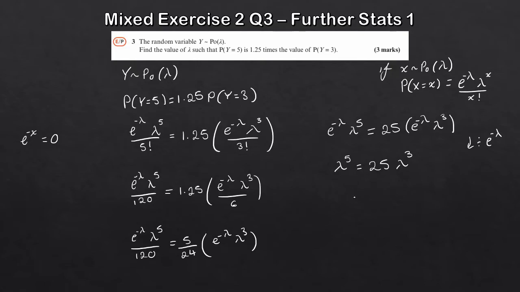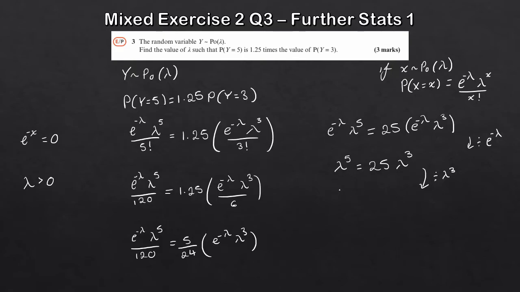Now, I can divide through by lambda cubed, okay? And we know we can divide through by this, because you should be aware that when dealing with a Poisson distribution, the lambda value has to be greater than 0. So you're not going to lose any solutions, because it can never be equal to 0. So you can divide through by lambda cubed.